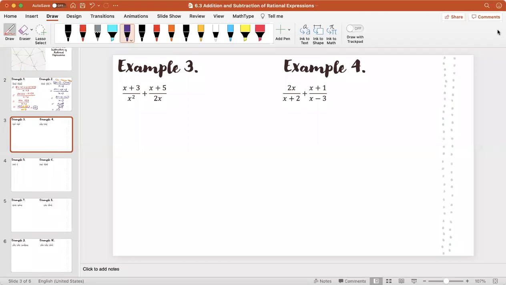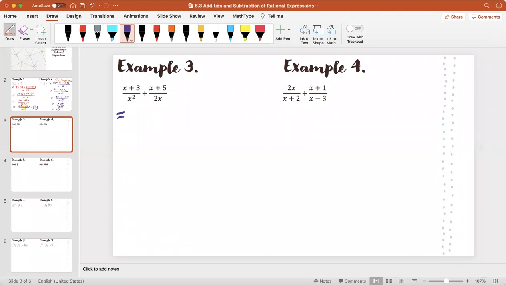So here's our first example for addition and subtraction of rational expressions where denominators are different. Just like fractions, we have to find the least common denominator, okay? Least common denominator. So we have to do a lot of factoring. Let's look at the first one.